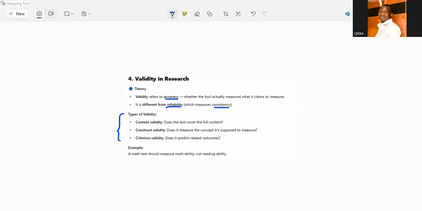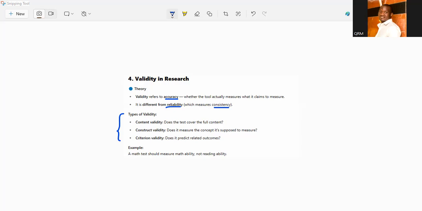Face validity. Yes. The content is about how well the test measures the range of the concepts. The construct is whether the test actually measures the theoretical concept it wants to measure. Criterion looks at how well one can measure or predict the outcome based on other measures. So under criterion, there are two types. There's predictive and concurrent, remember. Then we have face validity, which measures whether the test appears on face value to measure what it's supposed to measure.